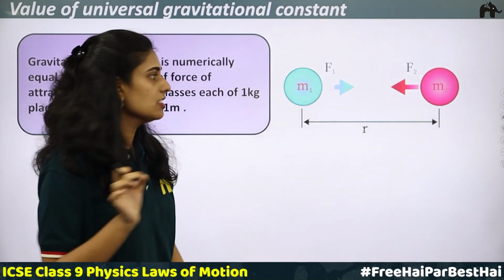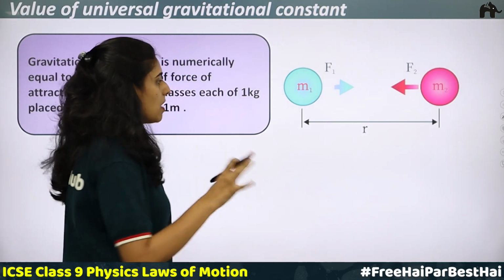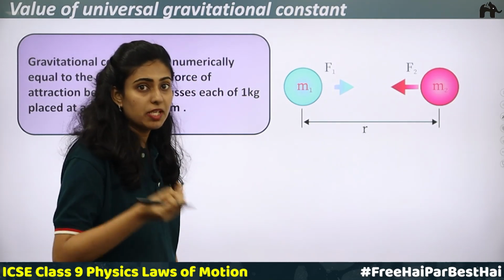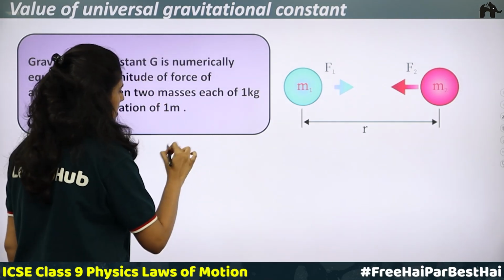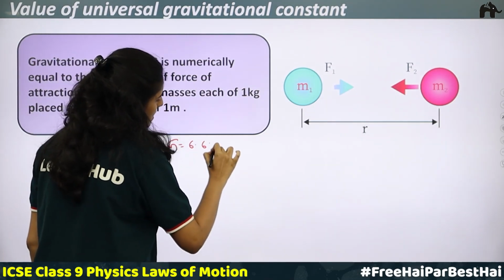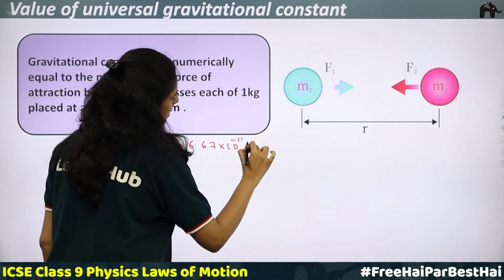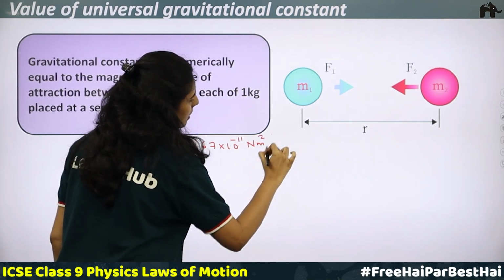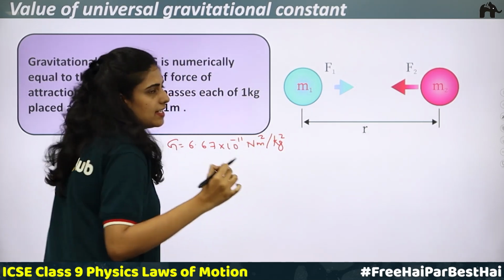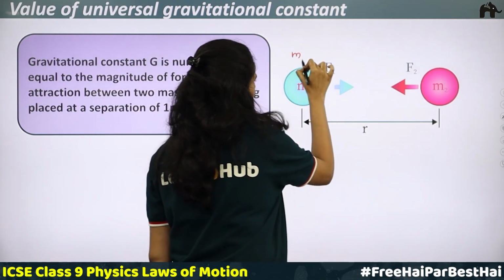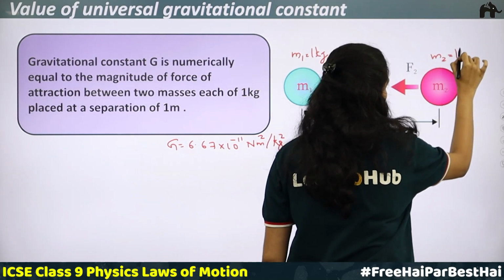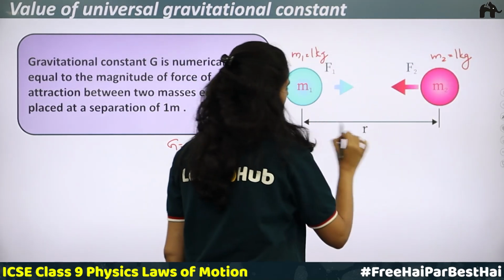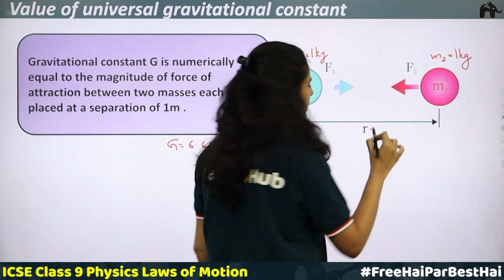Value of universal gravitational constant. It does not depend on mass or the distance of separation or temperature or any quantities. It is a fixed value and the value is G is equal to 6.67 into 10 raised to minus 11 Newton meter square per kilogram square. Now consider mass M1 is equal to 1 kilogram, mass M2 is also equal to 1 kilogram and the distance of separation between them R is equal to 1 meter.